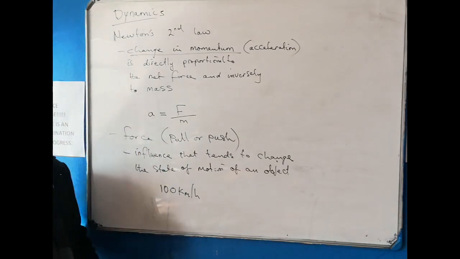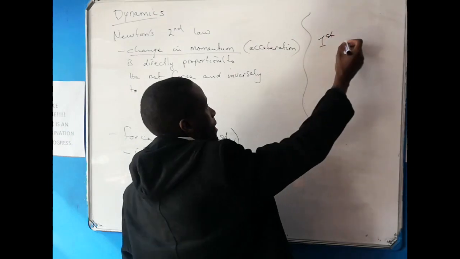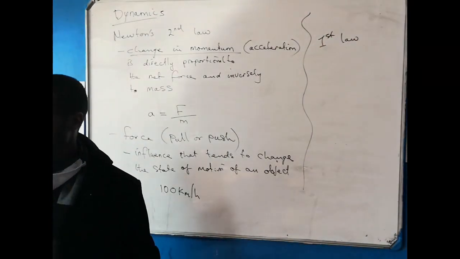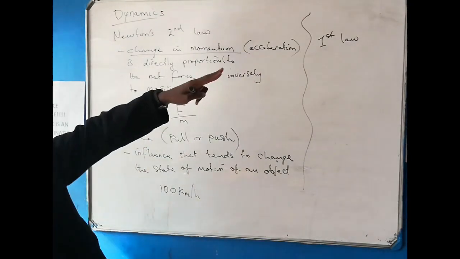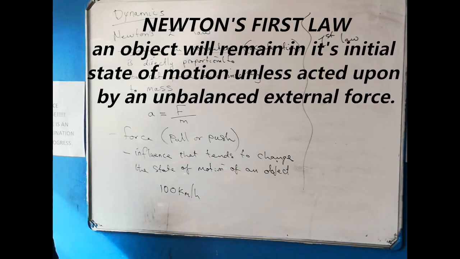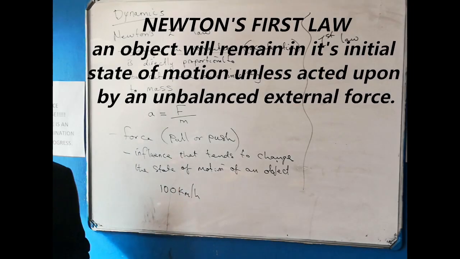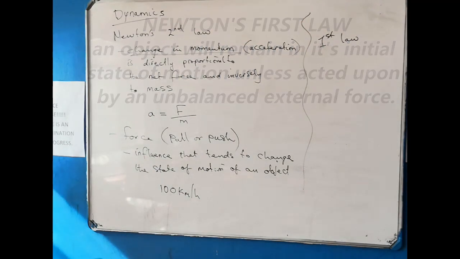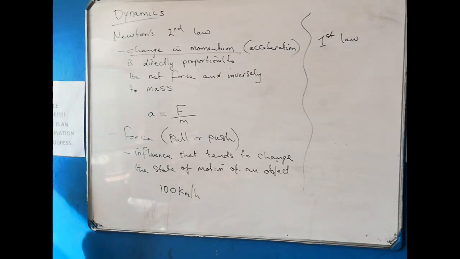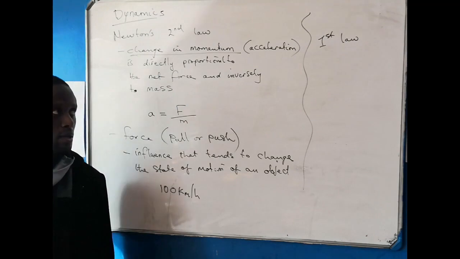Newton's first law, what does it say? That is correct. According to Newton's first law, an object should remain in its state of motion unless acted upon by an unbalanced force. When I push an object, according to Newton's first law, this object should keep going. But the reason why it's stopping is that there is another force acting on it. That force is the friction force.